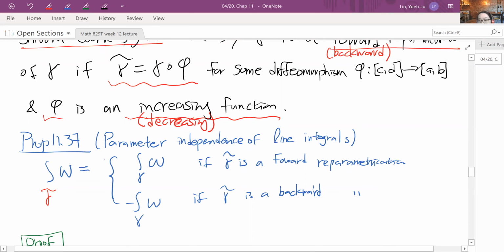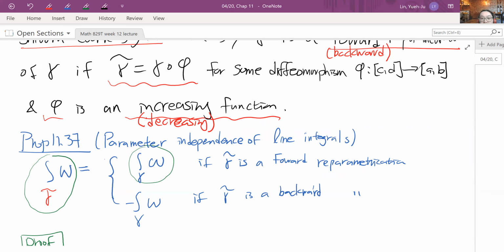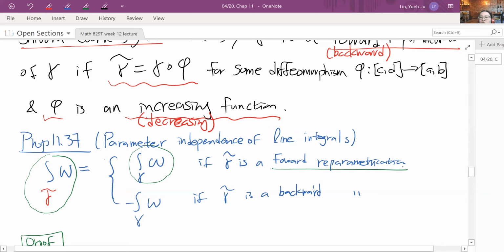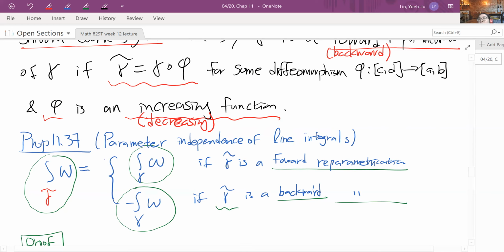And this is what we call the parameter independence of the line integral we define. So if you integrate the covector field W over this reparametrization gamma tilde, it should be exactly the same as the integral of W along the curve gamma, if gamma tilde is a forward reparametrization. And as you can imagine, if you go backward, then the integral should have a negative sign. So if gamma tilde is a backward reparametrization, then your integral will differ by a sign. But this actually really shows us that the way we define line integral is nice and well defined.